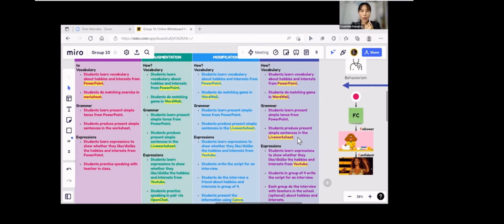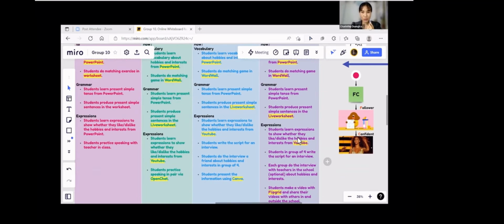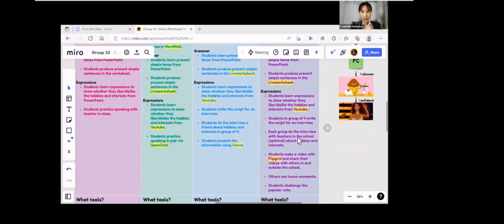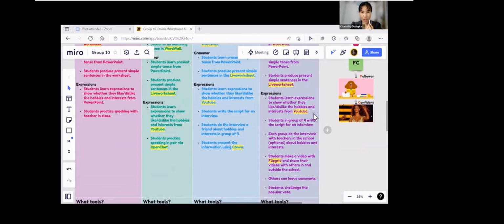Thirdly, we want our students to be able to express feelings about hobbies and interests. So we let them watch a video on YouTube. After watching the video, the teacher divides students into groups of 4 to practice.